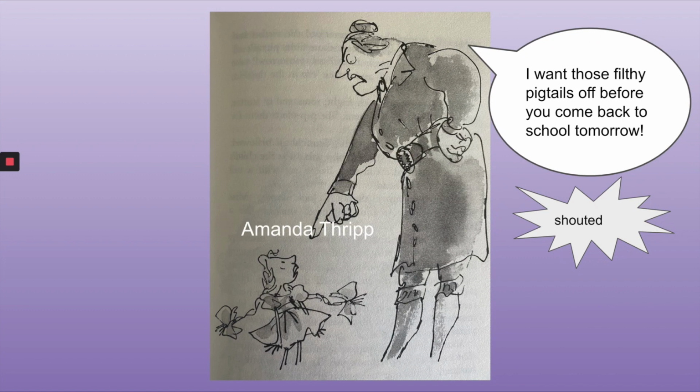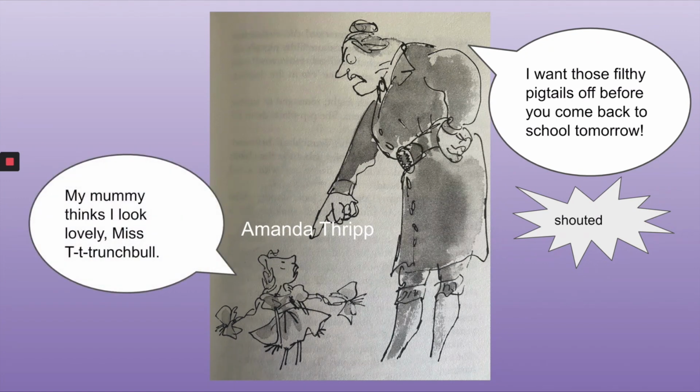Now that you have seen me do it, I want you to turn what Amanda Thripp has said into a sentence using speech marks. My mummy thinks I look lovely, Miss Trunchbull. And we are going to say that Amanda Thripp has stuttered. So have a go now. And when you have finished, you can press play to see what the answer should be.